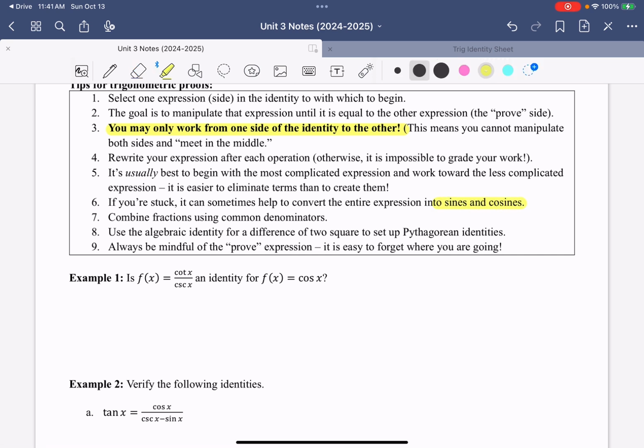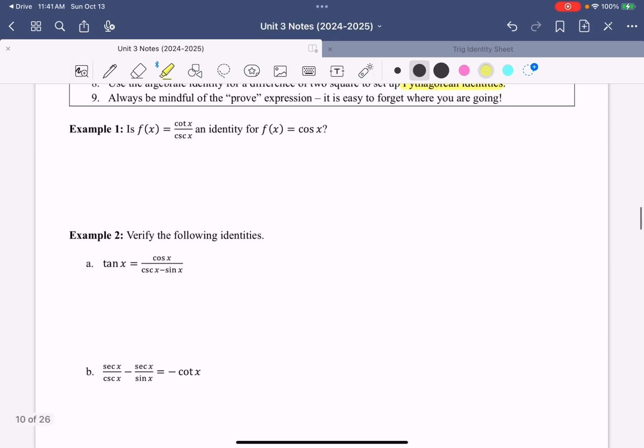Combining fractions using common denominators is another typical key that we'll use. We'll use the algebraic identity for a difference of 2 squares to set up Pythagorean identities. And we'll always be mindful of what the proof expression is, so it's easy to forget where you're going. So we're always going to try to figure out, okay, where am I starting and what am I doing?